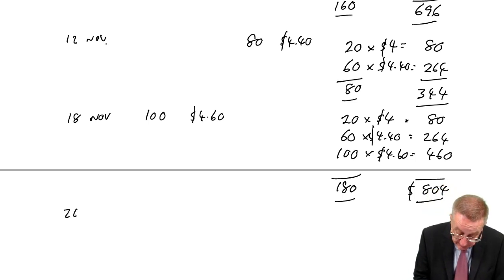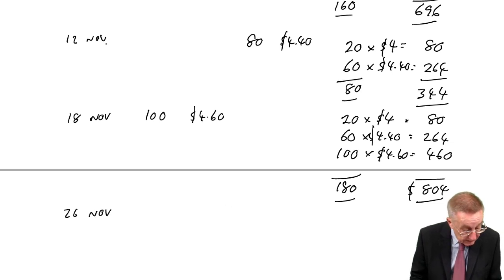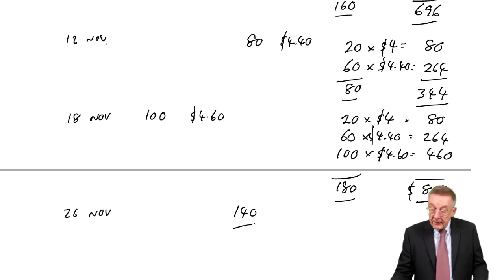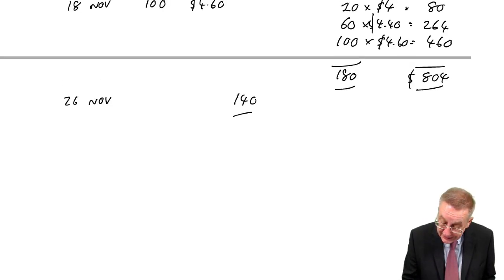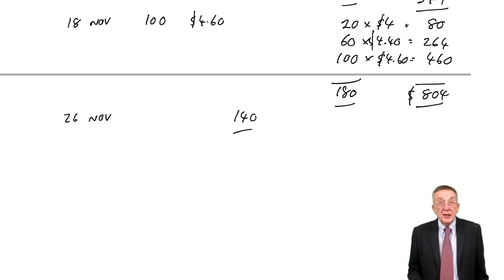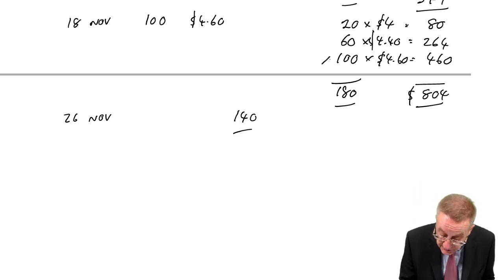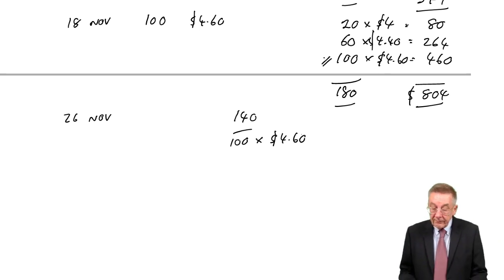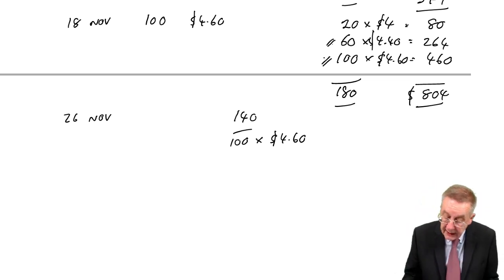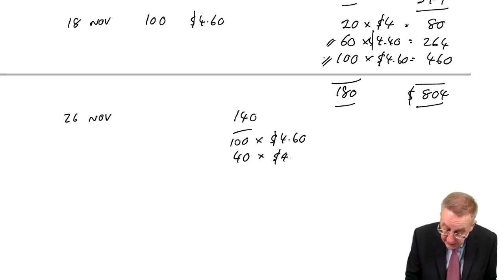Finally, though, on the 26th of November, we issue 140. Now, where are those coming from? Remember, it's last in, first out. So those 140, first of all, we issue the most recent purchases, which are those 100. So 100 of them are $4.60 units. There's another 40. Well, they must be the next most recent 40 of those 60. So 40 of them are $4.40 units.